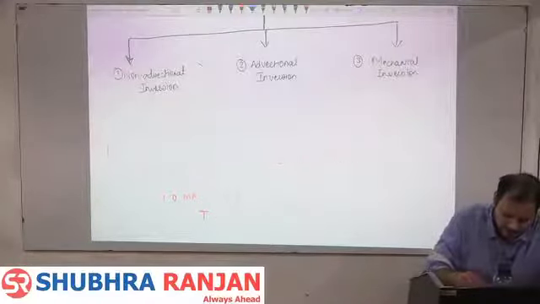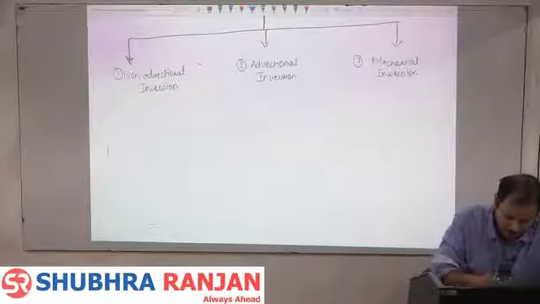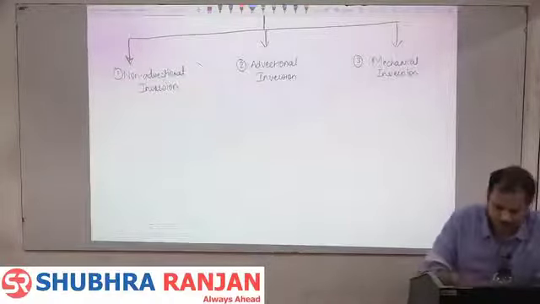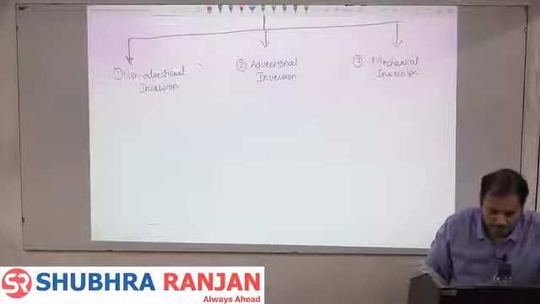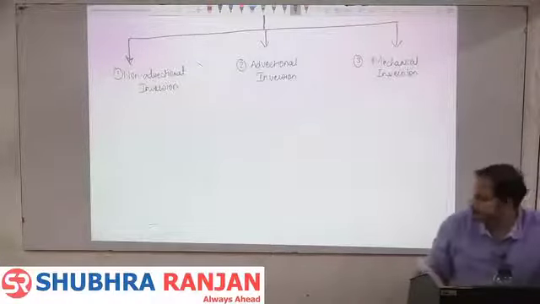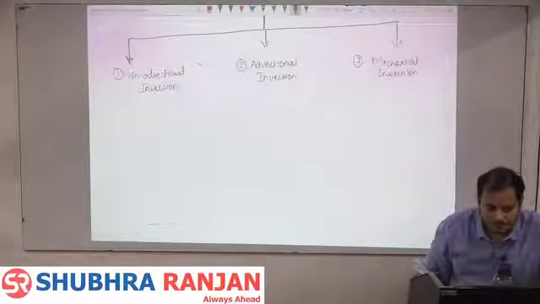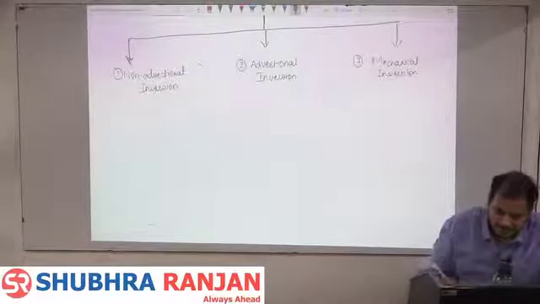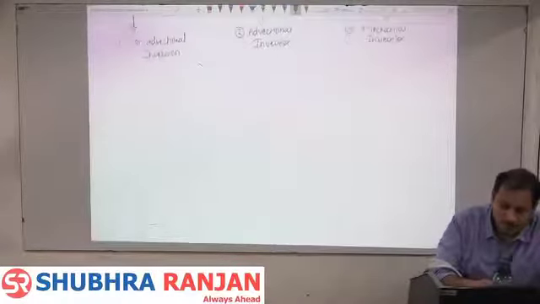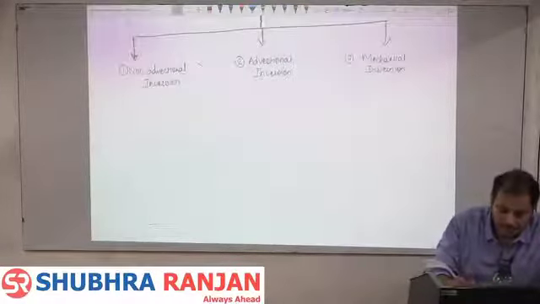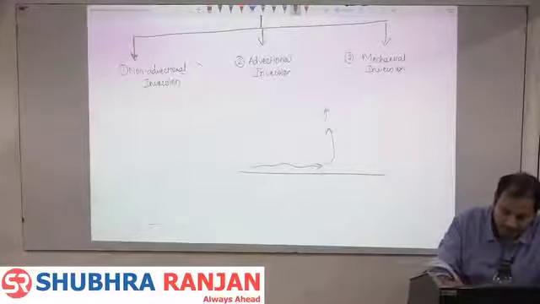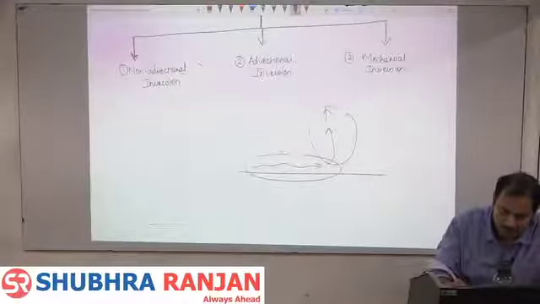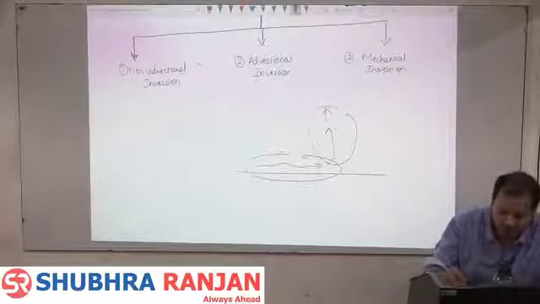non-advectional, advectional, and mechanical. Understanding? Advectional means when there is a movement of air. How? Look, advection, convection. Convection is vertical, advection is horizontal. So wind is advection, horizontal movement of air.